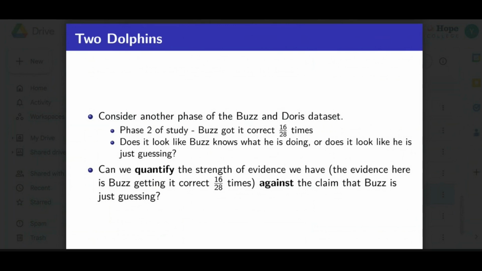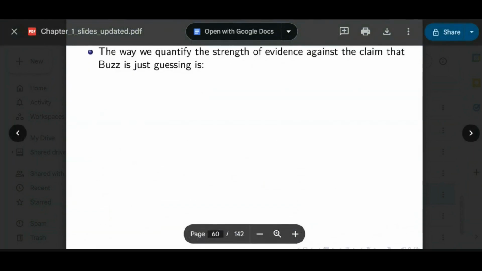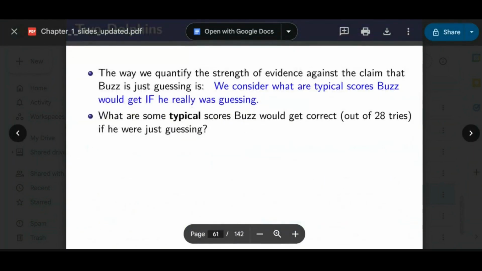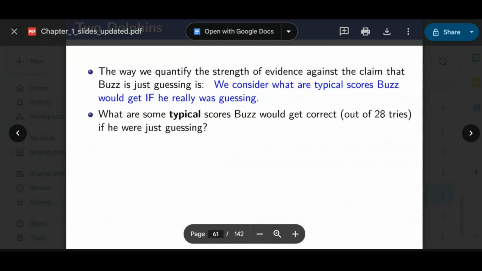Is it special to get scores like 16 out of 28? No, it's not when you guess. It's not special at all. And that's what's going on. So you quantify the strength of evidence in the same way. You consider what scores are typical if you guess. Can you give me some typical scores if you did 28 true false questions? How many correct? Can you give me some proportions that are typical?